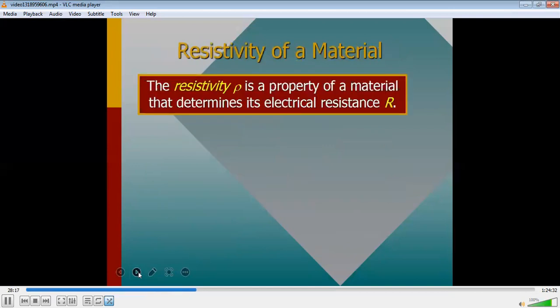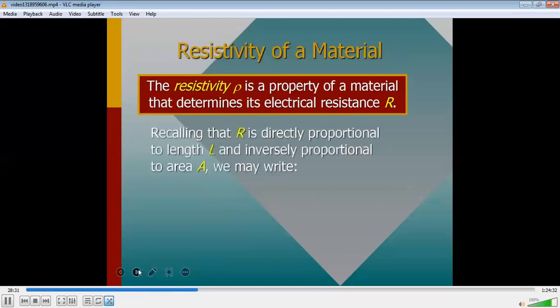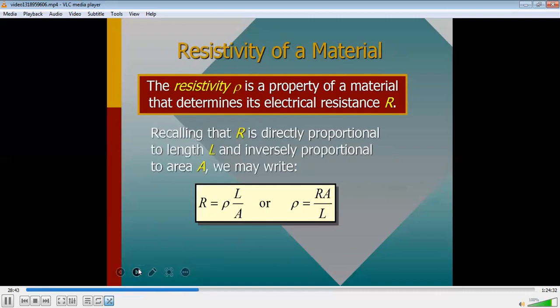Now, what is the resistivity or specific resistance? The resistivity rho is a property of a material that determines its electrical resistance R. It is denoted by rho. Recalling that R is directly proportional to the length L and inversely proportional to the cross-section area A, by Ohm's law the mathematical expression will be capital R equals rho L by A, or rho equals RA by L. That means the specific resistance can be measured with this formula.